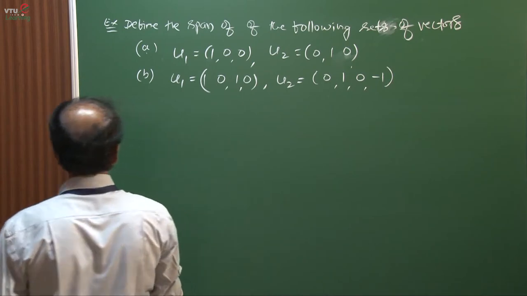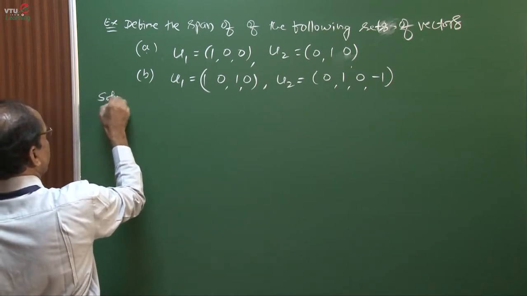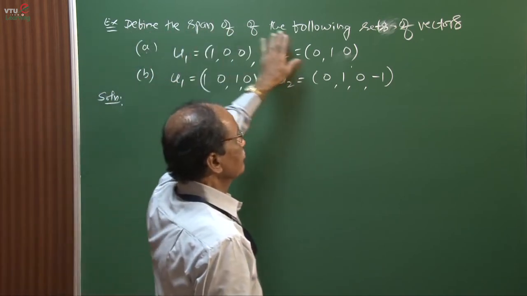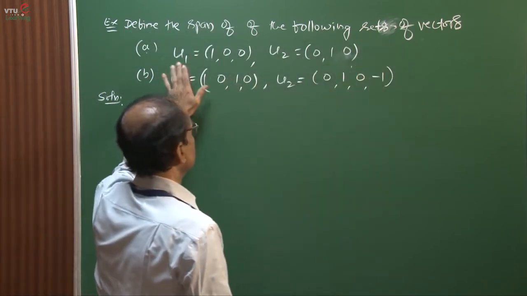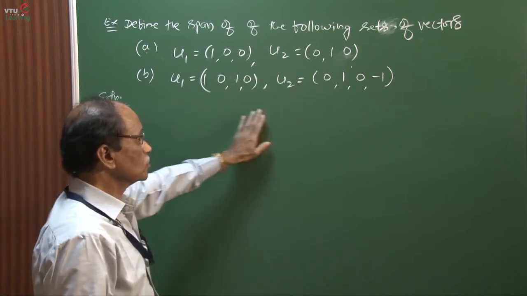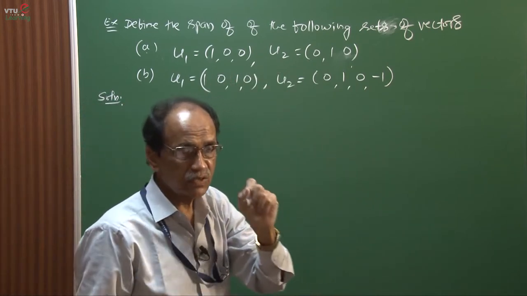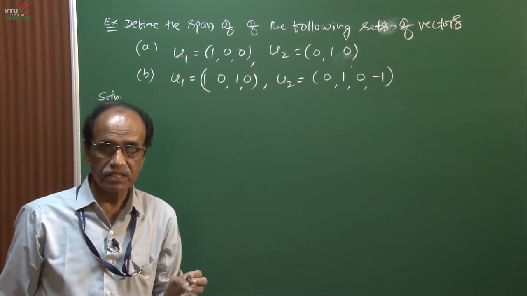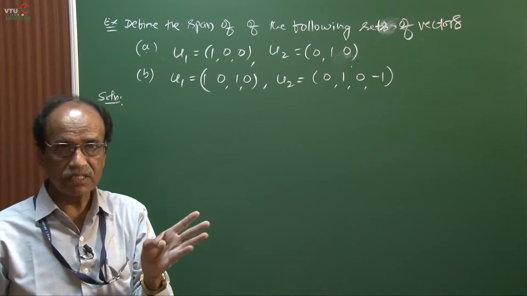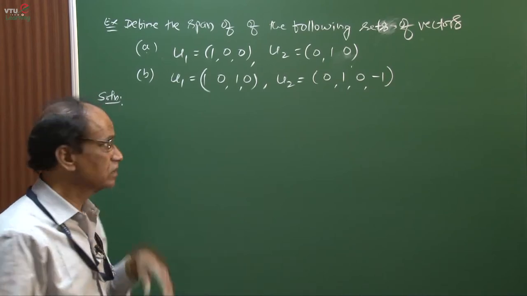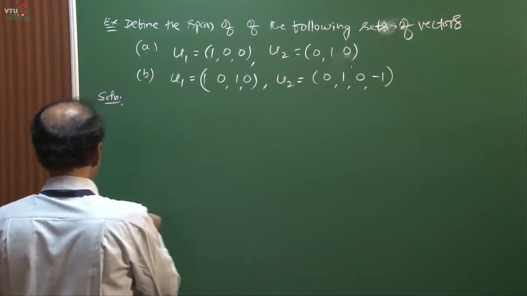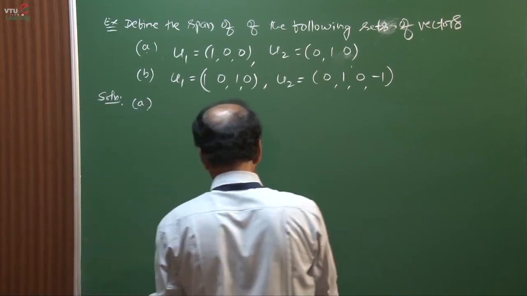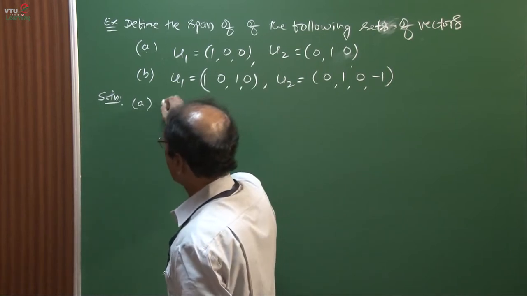The answer for the first question: here we are to describe the span of the following sets of vectors. There are two sets of vectors given, and here also two vectors are given. We have defined the span for the general combination of the vectors, otherwise a general set of vectors like u1, u2, u3 and so on. But here only two vectors are given. Now, the answer for the first question, the span of these vectors.